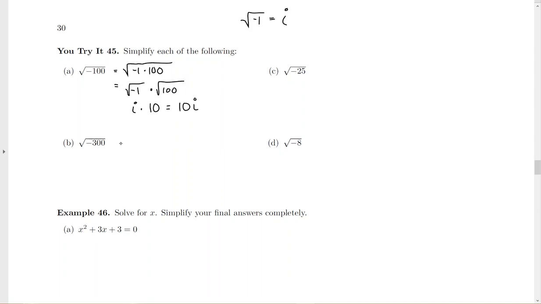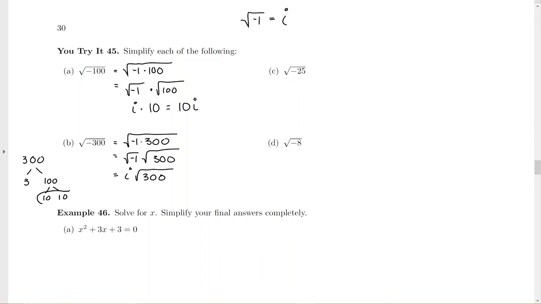For part B, the same idea, the square root of -1 times 300. I know what the square root of -1 is, but the square root of 300, I don't know exactly. If I type it into my calculator, I'm going to get a big long decimal, and I don't want a big long decimal. So for right now I'm just going to call it i times the square root of 300. I'm going to come off to the side here and think about how I can break up 300. That's 3 times 100, and 100 is 10 times 10.